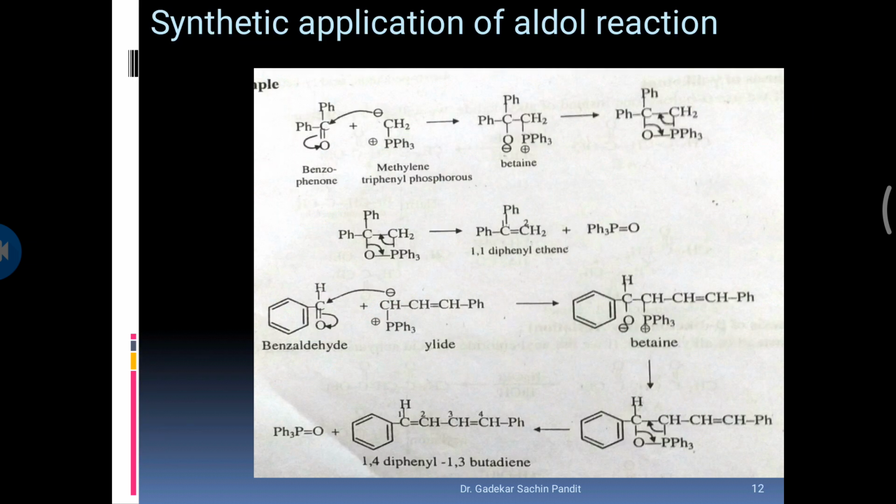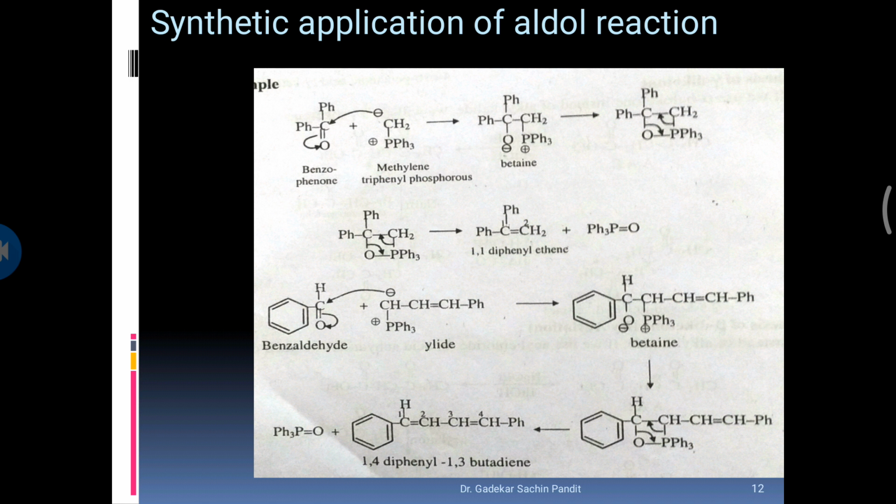Okay, so here, the synthetic application of the Wittig reaction, sorry, I said aldol reaction, that was wrong. Synthetic application of the Wittig reaction: benzophenone reacts with methylene triphenylphosphorane to give a betaine. Okay, it is a 4-membered cyclic betaine.